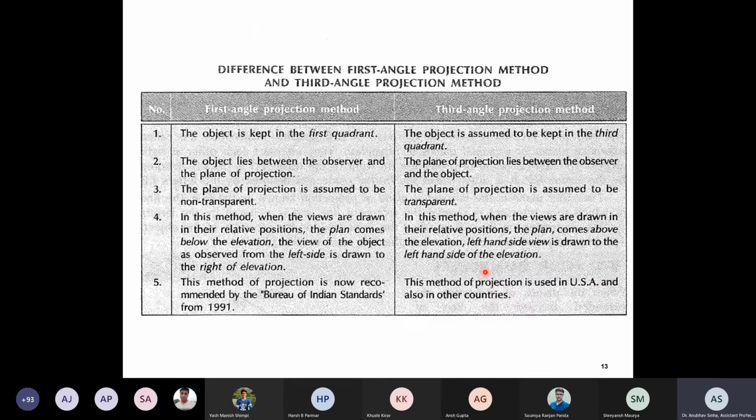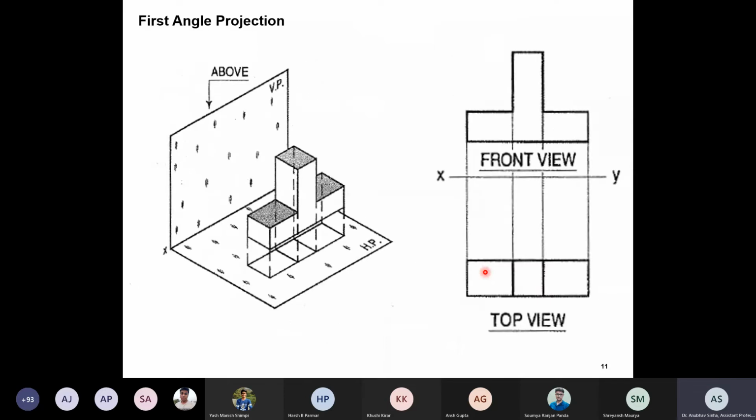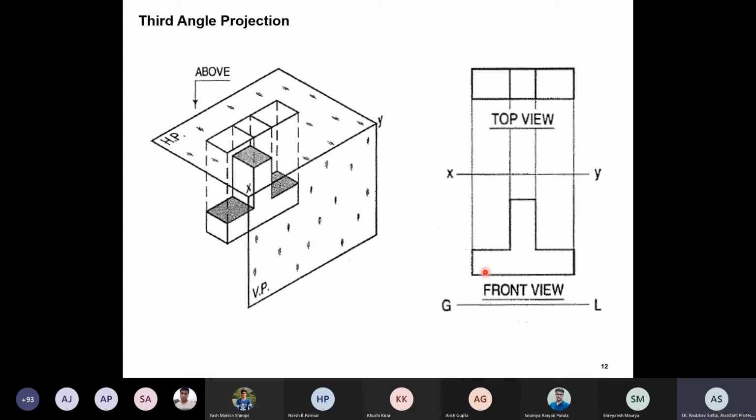I hope you are clear. If any doubt, just revise these slides again. This is really important for a large portion of this subject. If you are not clear with this, please get clarified. What is first angle and third angle projection?